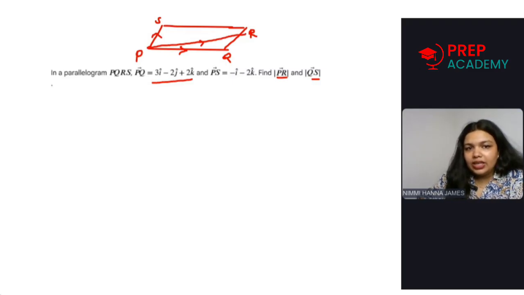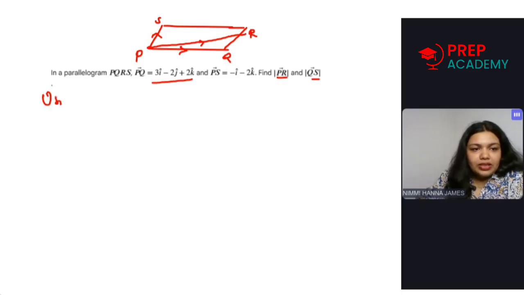PR vector we can find using the parallelogram law. It is very easy to find PR vector. Since this is a parallelogram, PQ and PS are two adjacent sides. Then PR is the diagonal. Using the parallelogram law, the diagonal is the sum of these two adjacent sides.